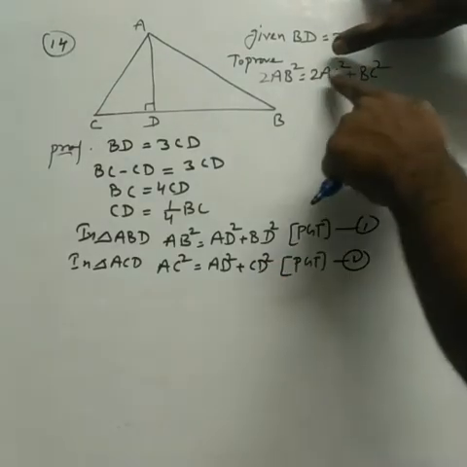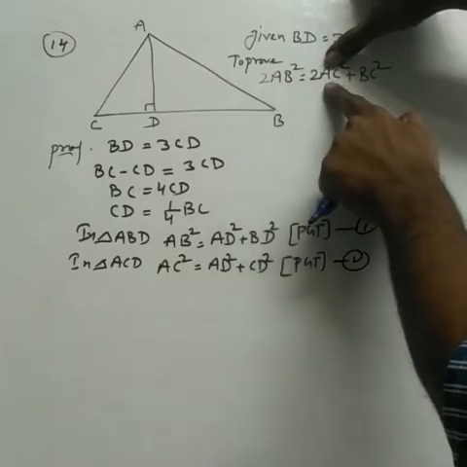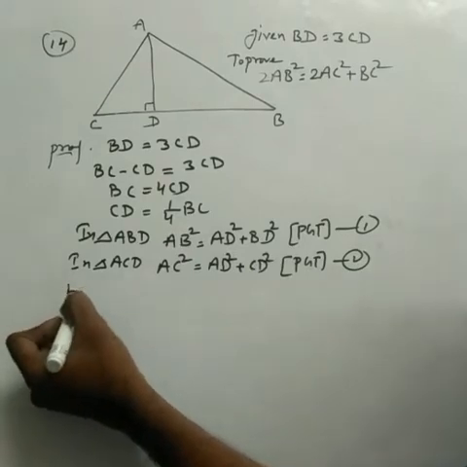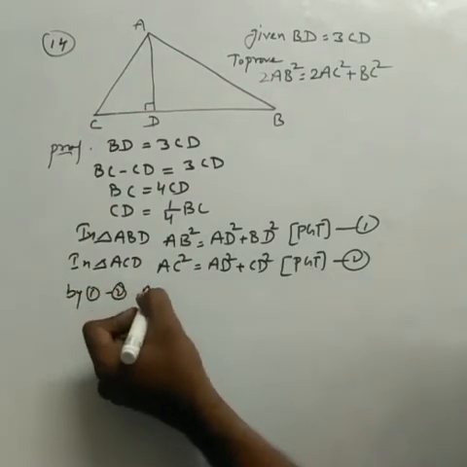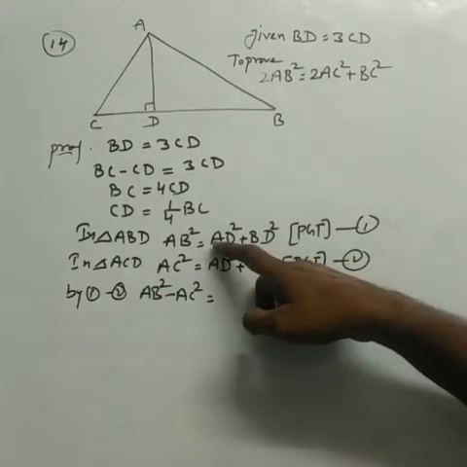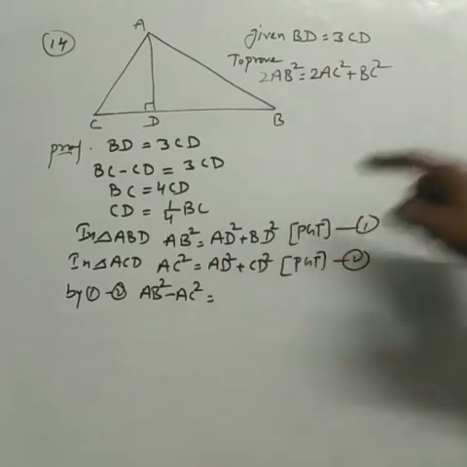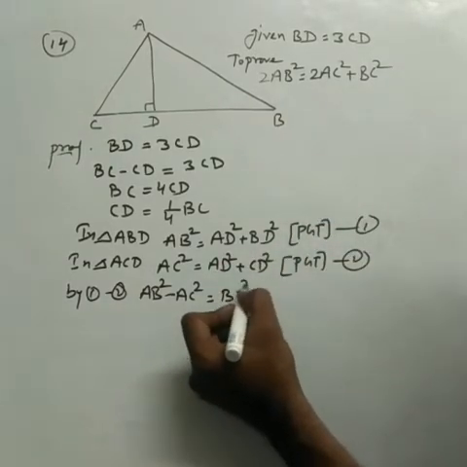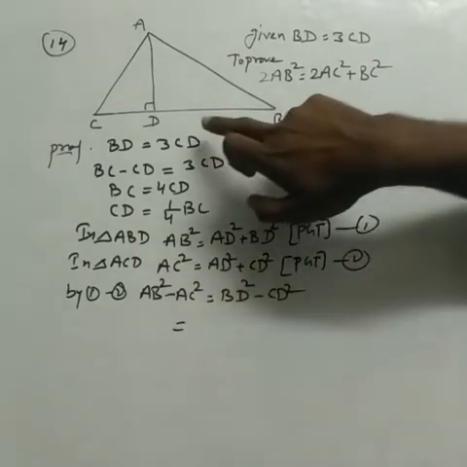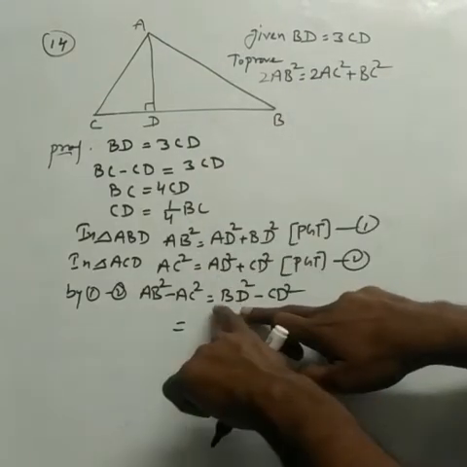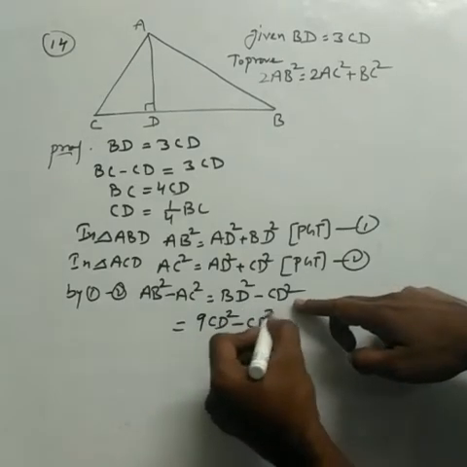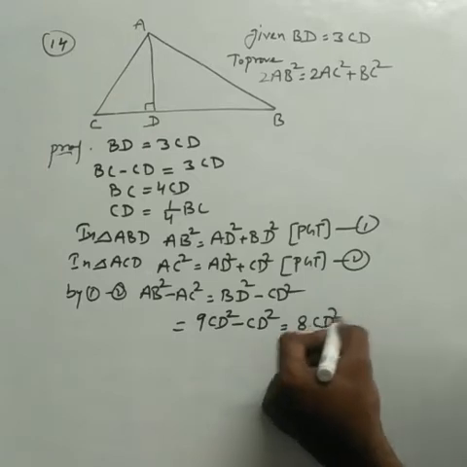Now we need 2AB square minus 2AC square, means this minus this. So, by first minus second, AB square minus AC square equals, this will cancel with this one, and we will remain with BD square minus CD square. Since BD is 3 times CD, we'll write 3CD, and whole square means 9CD square minus CD square, which is 8CD square.